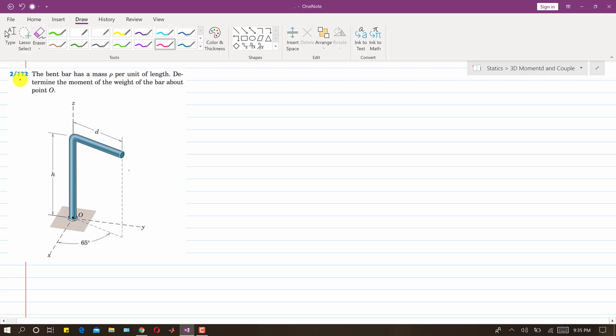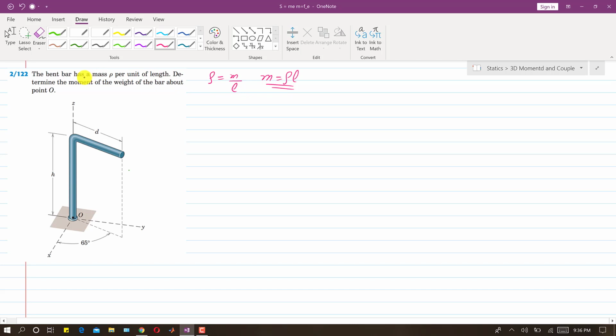Now I am going to solve this problem 122. In this problem it is said that the bent bar has a mass rho per unit of length, right? So rho is equal to mass per unit length. If you want to write the total mass, the mass will be equal to rho L. So this is the total mass.